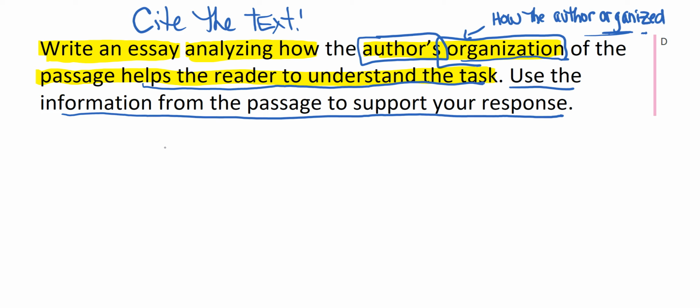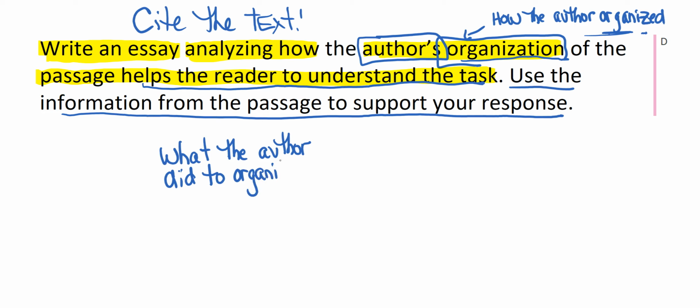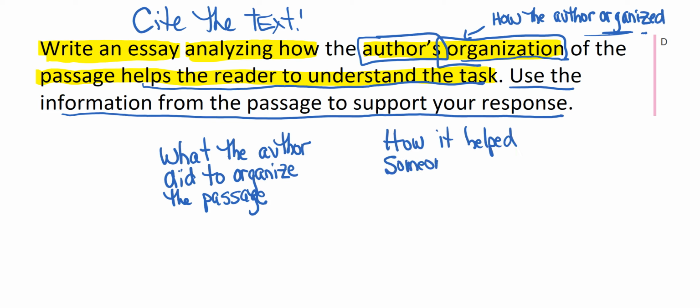So let's say that we're going to put what the author did. Let's keep this one really easy. What the author did to organize the passage. But then let's make another column that says how that helps other people, or whoever's looking at it, understand the task. Okay, because it's asking us for two things. So we have to make the connection, and this will help us.